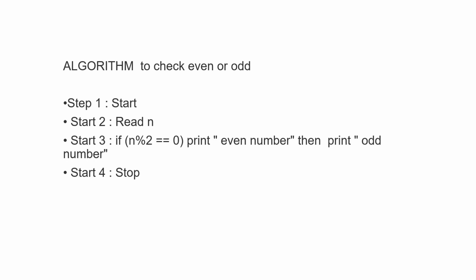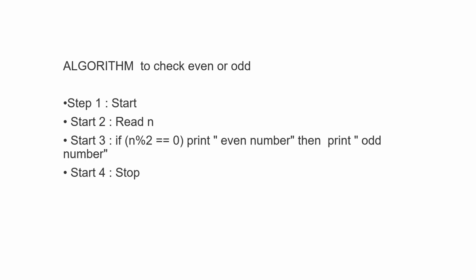Today in this video we are going to see how to write a flowchart and algorithm. So first of all we will see how to write an algorithm. Actually, an algorithm is the step-by-step procedure of any logic. So here the very first algorithm we want to see is whether a given number is even or odd.